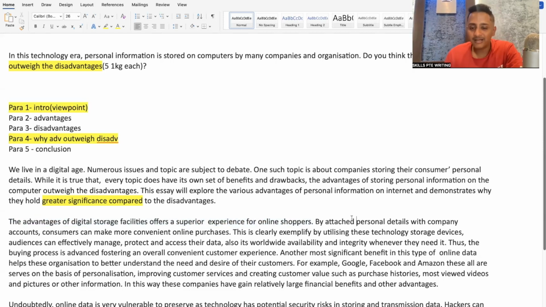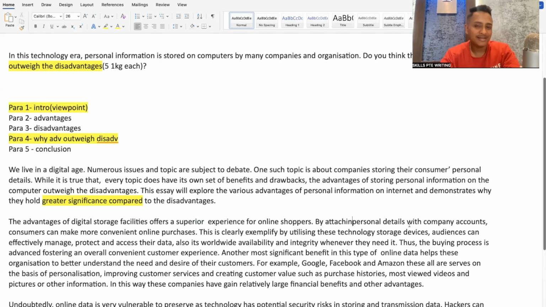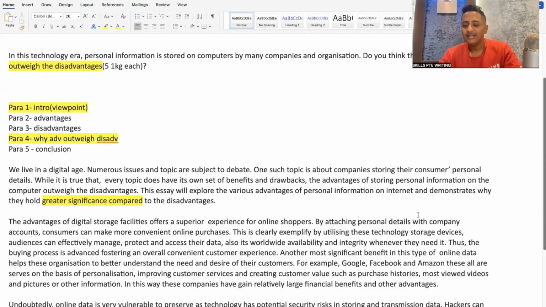By attaching, not attached. So like this, if grammatical errors are there, it's difficult to score 7 as well. It should be simple and crisp, correct? By attaching personal details with company accounts, consumers can make more convenient online purchases. Okay, maybe correct information. Personal information is stored on computers by many companies. If they store, consumers will have better experience shopping. That is what the person has said.